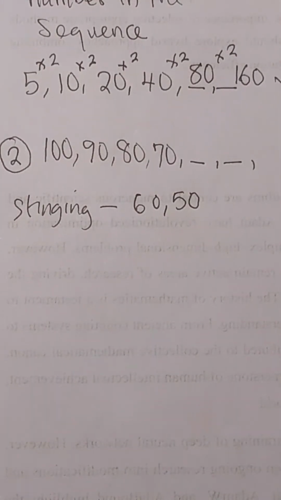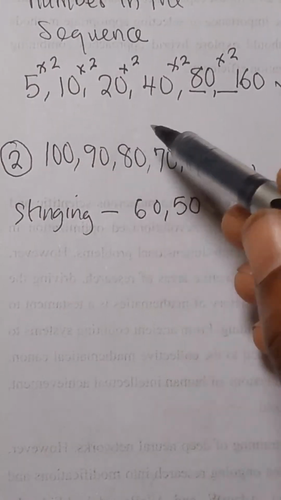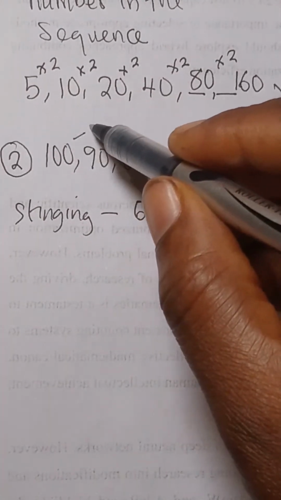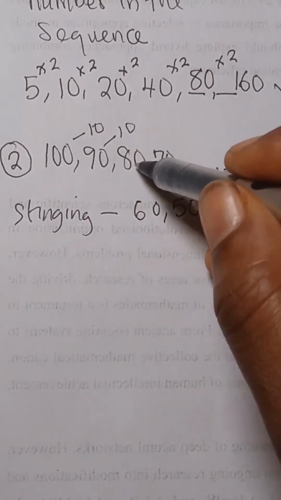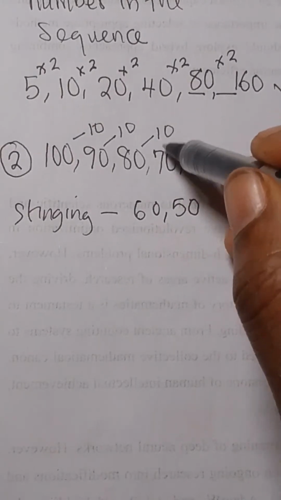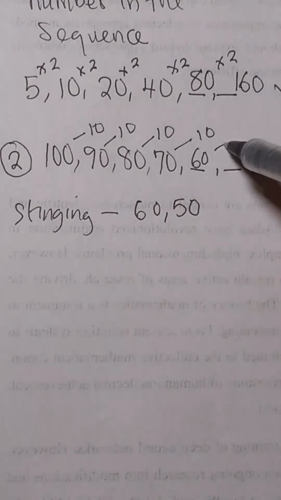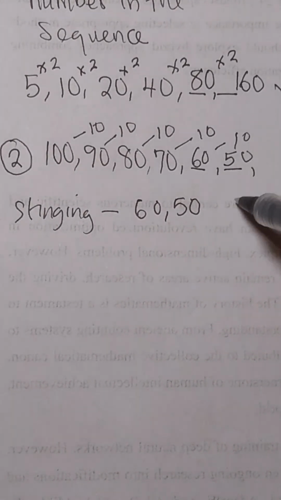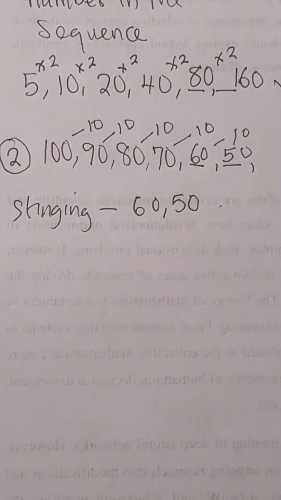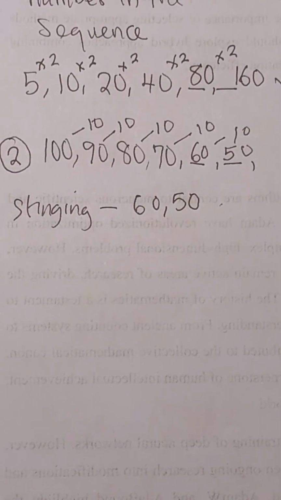So let me quickly solve. Now we have 100. Next number is 90. Looking at it, we just subtracted 10 from here. We get 90. We subtract 10 from 90, we get 80. We subtract 10 from 80, we get 70. We subtract 10 from 70, we get 60. We subtract 10 from 60, we get 50. And that is the answer. So cheers to Stinging, you're correct. Your answer is correct. So let's solve the next question.